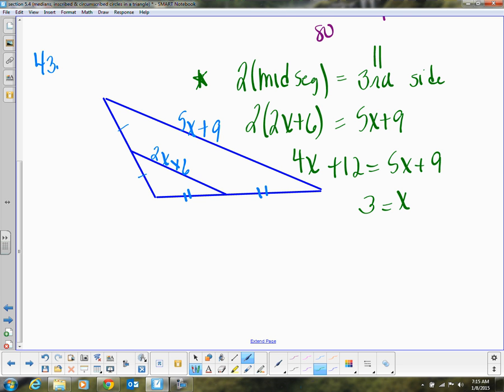But they didn't want 3. They wanted DF. So they want this length. How do I get that length? DF is going to be 5 times 3 plus 9, which is 15 plus 9, which is 24. Next question.